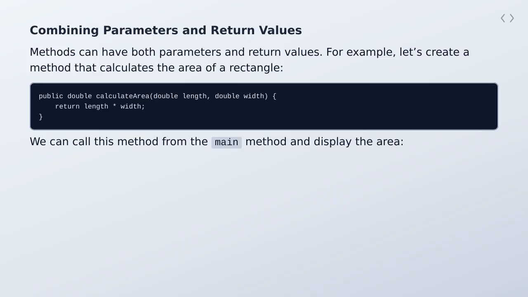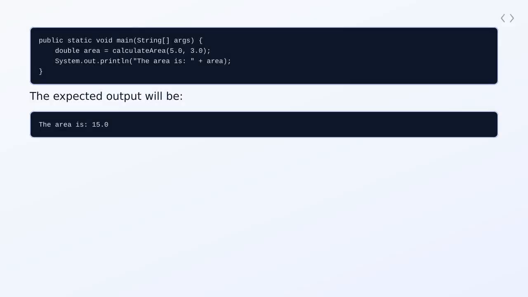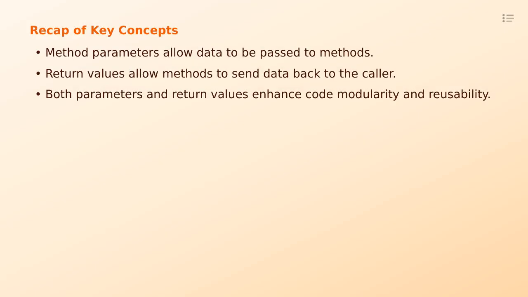We can call this method from the main method and display the area. The samples on screen walk through this step. Take a moment to read through them. The expected output will be shown, followed by a summary of key concepts.